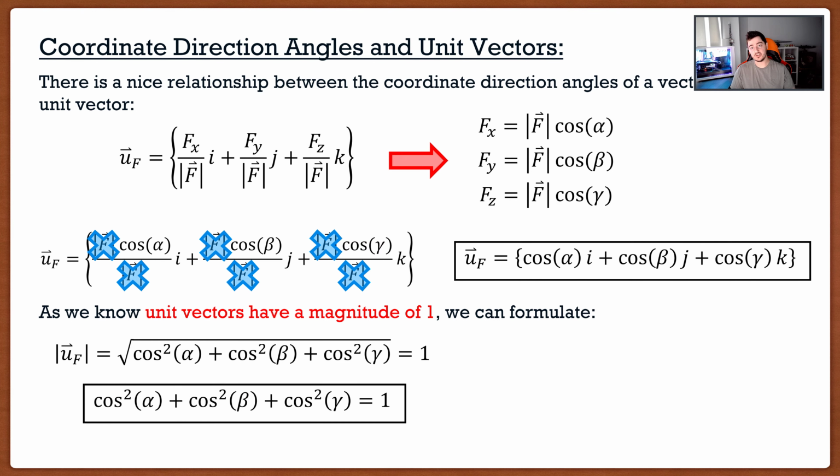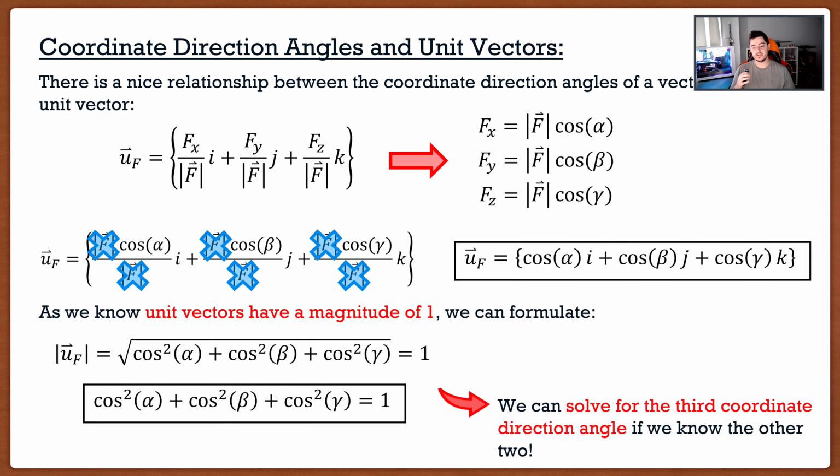The square root vanishes on the left. 1 squared, well, that's still going to be 1. I get the following identity, where cosine of alpha squared plus cosine of beta squared plus cosine of gamma squared is all equal to 1. This is where the trick comes in, because what professors love to do is they only give you 2 coordinate direction angles. And a lot of students will say, well, I got 2 coordinate direction angles, I can't do anything. I need that third one to make things meaningful. Well, if you know 2 of the angles, you can solve for the third one using this formula. So this is the first trick.